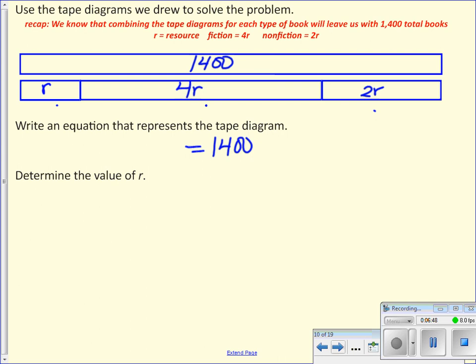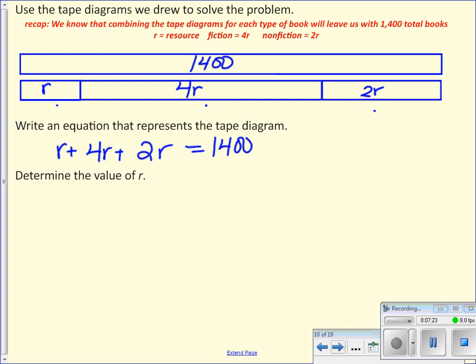I have an R plus a 4R plus a 2R. Okay? So that's what I see here in the picture. On one side of the equal sign is 1,400. The other thing I see is an R plus a 4R plus a 2R. Now, if I want to find the value of R, I can solve it algebraically. So what would be my first step, Michael?